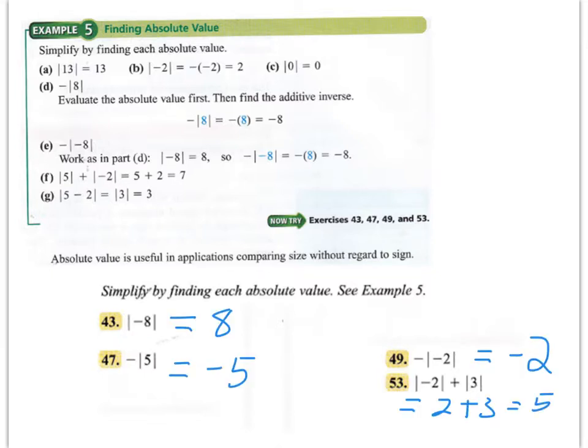All right, so I've got these finished here. So 43, we have just 8. It's the absolute value of -8. Contrast that with 47, where the negative is on the outside, and the absolute value of 5 is just 5, but then we get the opposite of that, so a -5. 49 includes 2 negatives, but really the absolute value of -2 is 2, and then we get the opposite of 2, so a -2. Here we do the absolute value of -2 and the absolute value of 3, so we get 2 plus 3. We add those together, we get 5. So there's a bit of order of operations there as well.